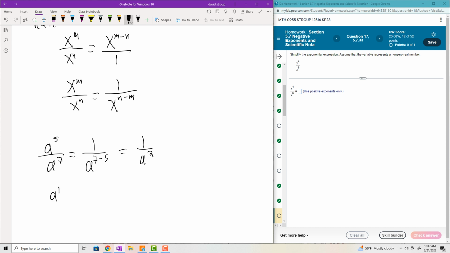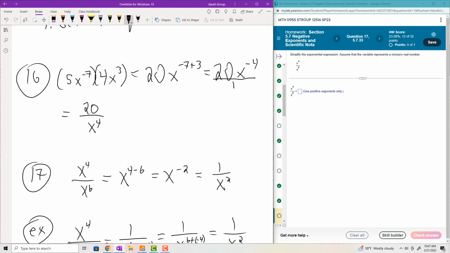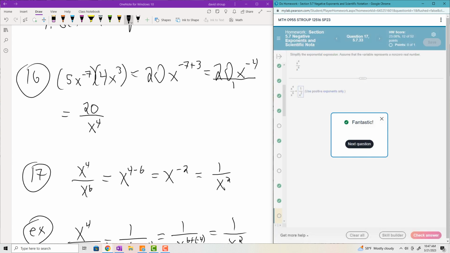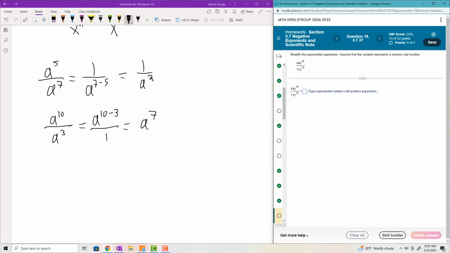On the other hand, if you had something like a to the 10th all over a to the 3rd, you want to move the a to the 3rd up, right? So you go a to the 10 minus the 3 all over 1, which would be a to the 7th. Okay. But if that's too much, you can always just do it the long way and subtract the exponents and then convert back to this expression. This takes a lot of practice, but it's so important later on in math that you be able to have fluency with this kind of material.